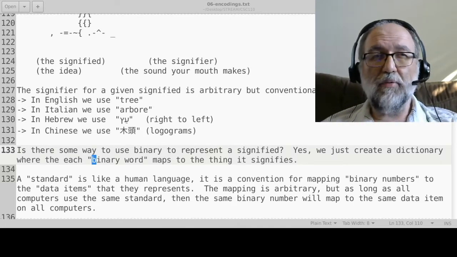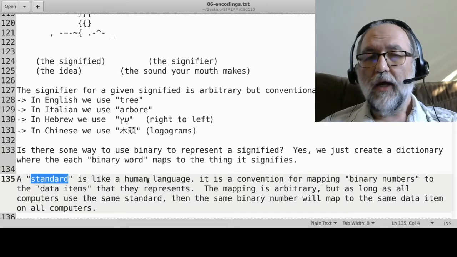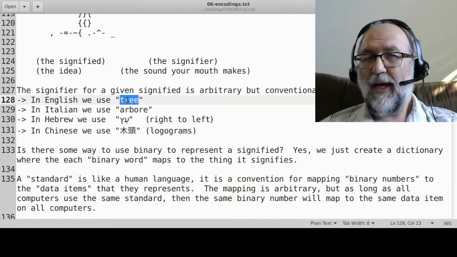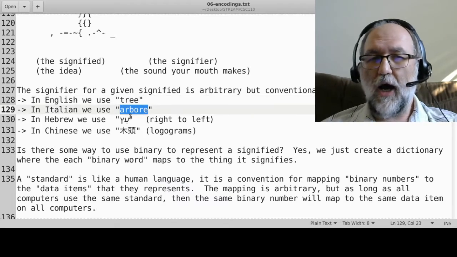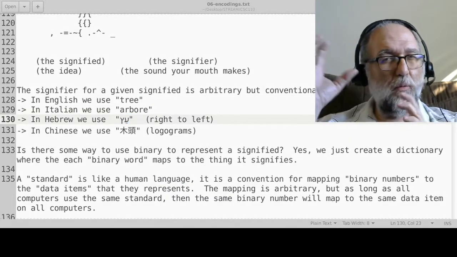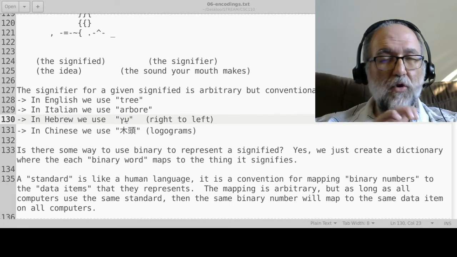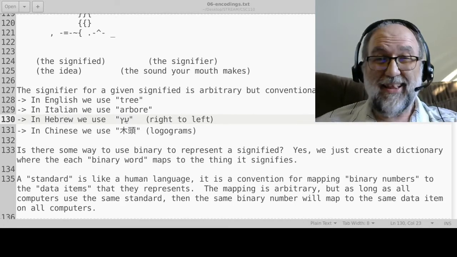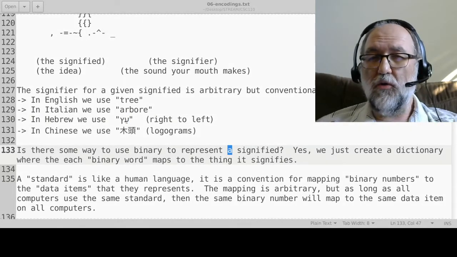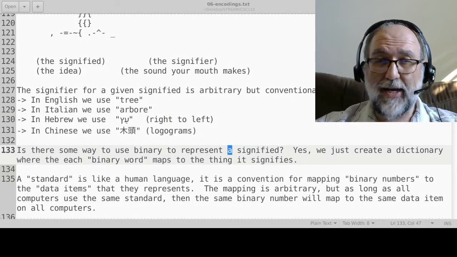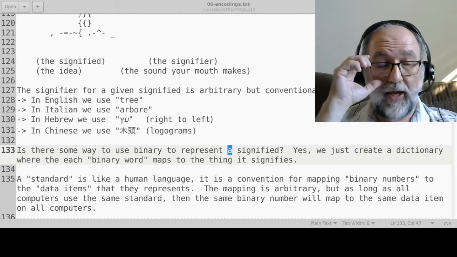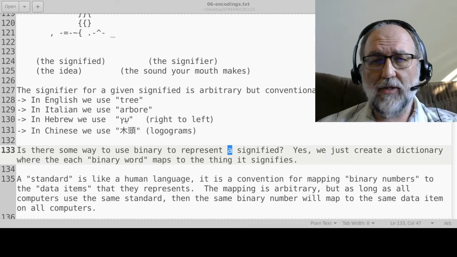Now, a standard is a particular way of doing that. Just like there are different human languages, there are different ways of representing, say, a tree. In English, it's tree. In Italian, it's arbore. In Hebrew, it's etz, and so on. Just like there are different ways of representing a tree, there are different ways of representing, say, the letter A in computers, because after all, the sequence of ones and zeros that represents an A, someone has to decide on that, and that arbitrariness means that one person might decide one thing and another person might decide something else.